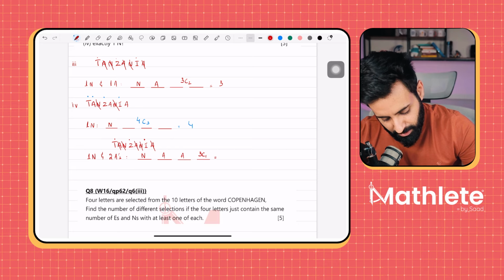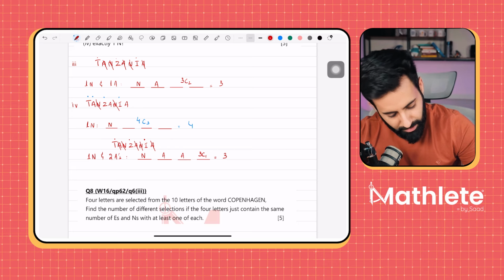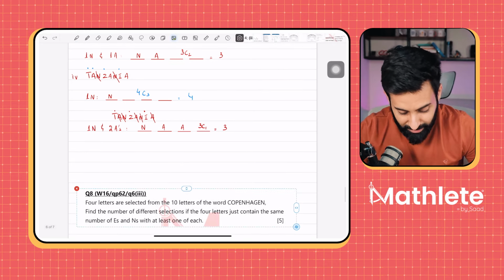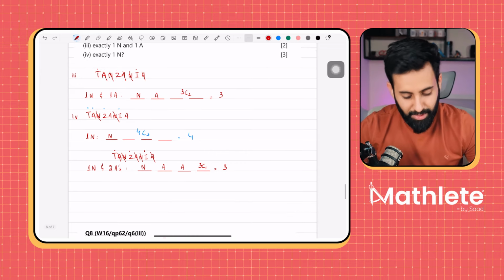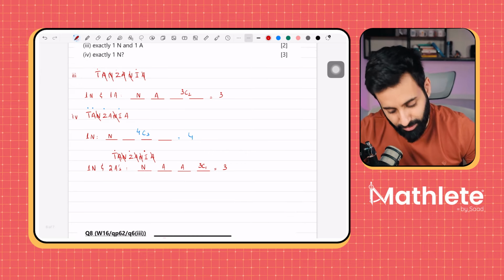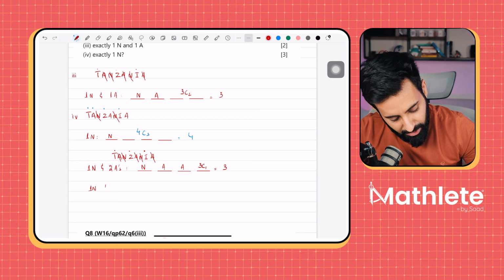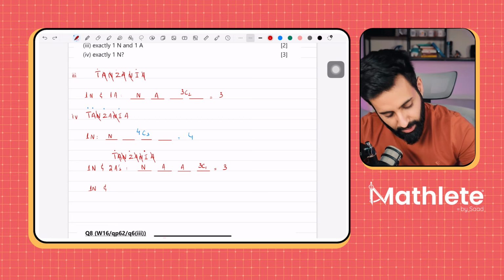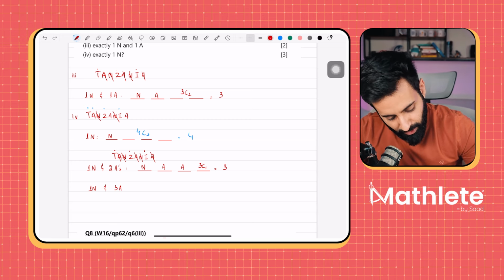So that's 3C1, which is equal to 3. Okay. Now, is that it? Have we dealt with all the possible repetitions? No, we haven't. Why? Because one way that you can select 4 letters is that you have one N and you have 3 A's. Isn't that possible?